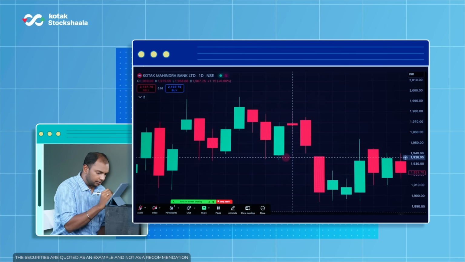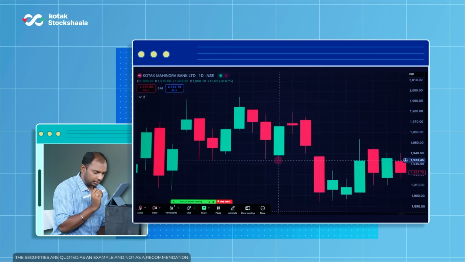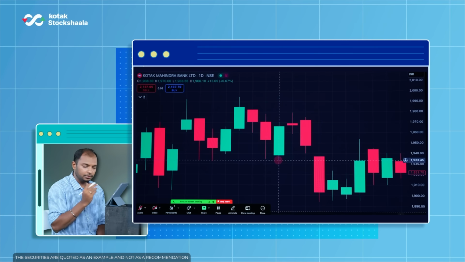We can also observe there is a low, there is a shadow at the bottom, which means it also went to 1933 somewhere during the day. So this is how a green candle is visible on a candlestick chart.